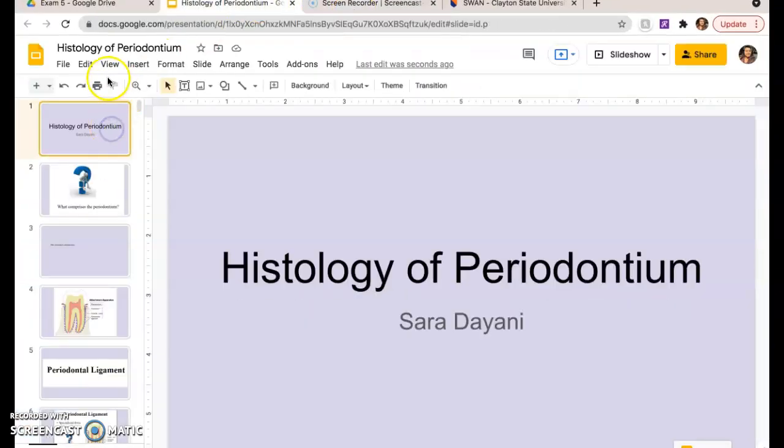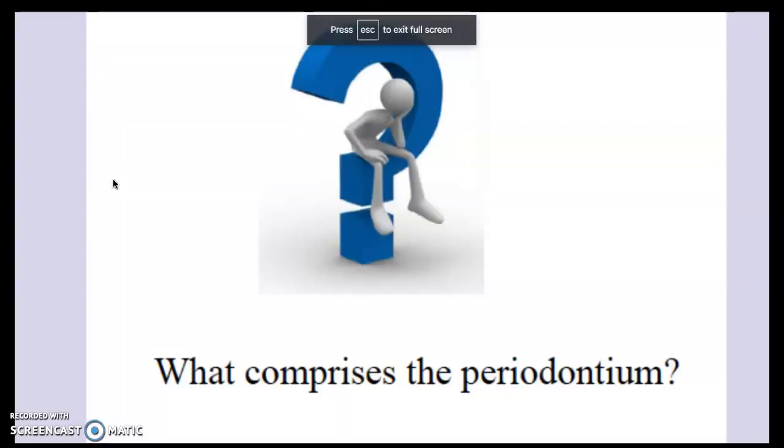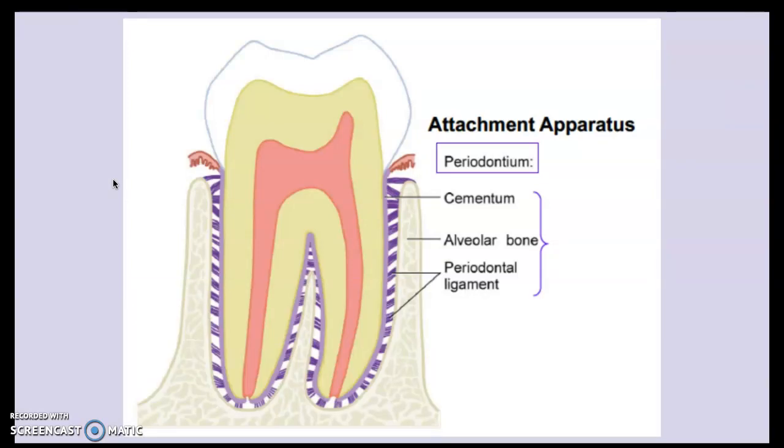Okay, so we're going to do histology of the periodontium today. Again, what comprises the periodontium? That is the PDL, cementum, and alveolar bone. The periodontium includes cementum, alveolar bone, and PDL. I hope you guys remember this from the last exam.